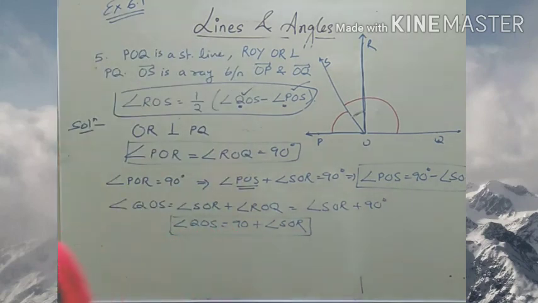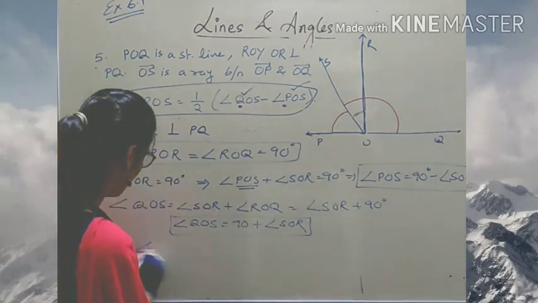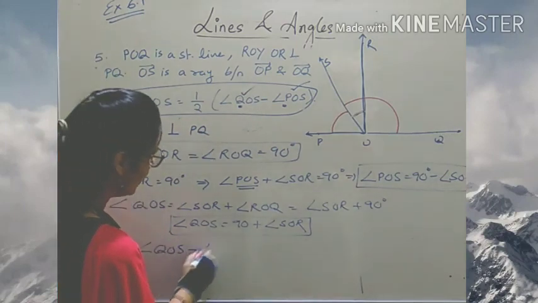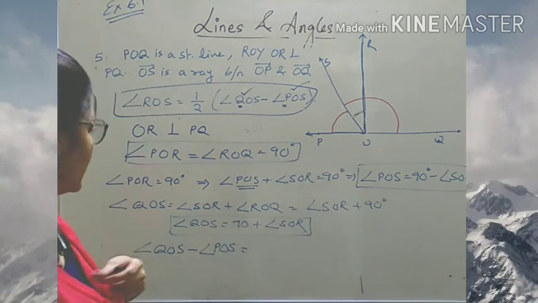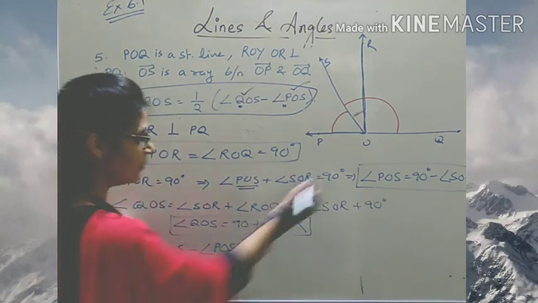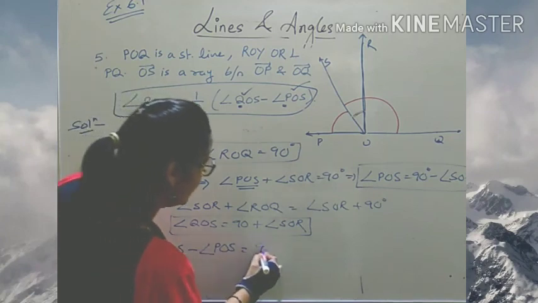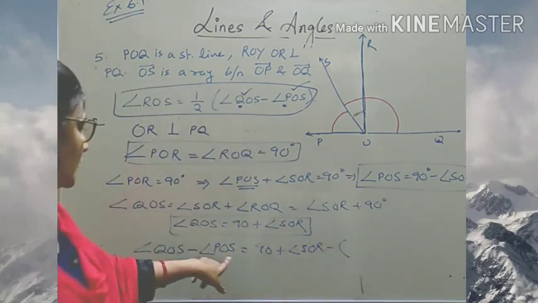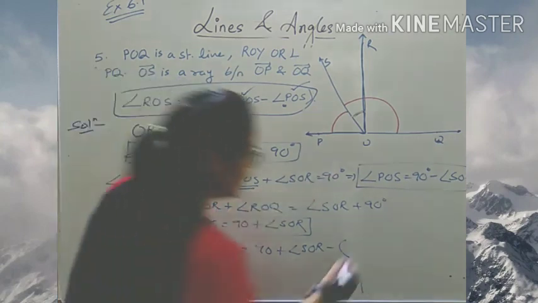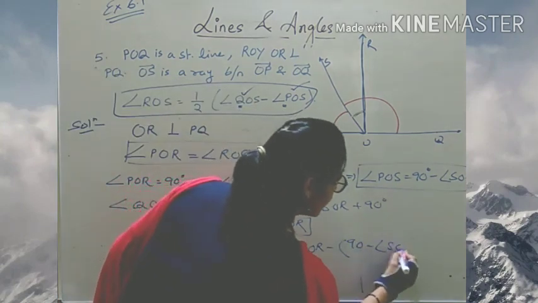Now what we have to find out? What is the difference of this? So what is QOS minus POS? So it will be QOS minus POS. QOS कितना आया? 90 plus SOR minus what is POS? POS कितना आया? 90 minus SOR.